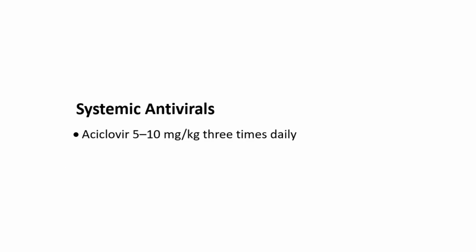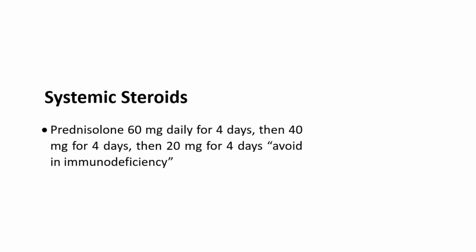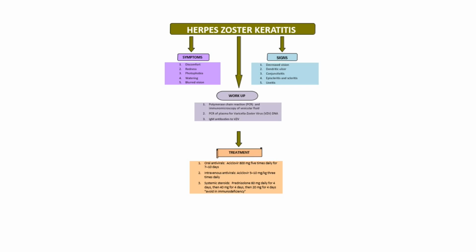Systemic antivirals. Acyclovir 5 to 10 mg per kilogram 3 times daily. Systemic steroids. Prednisolone 60 mg daily for 4 days, then 40 mg for 4 days, then 20 mg for 4 days. Avoid in immunodeficiency.